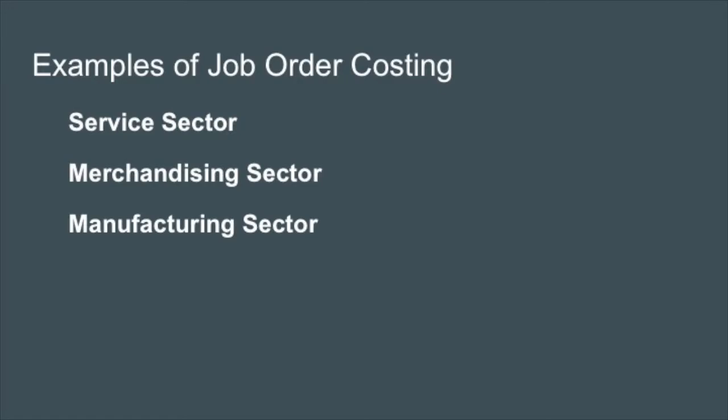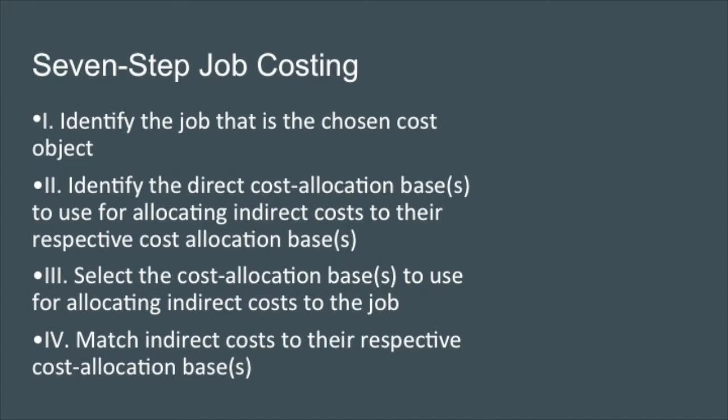Once the job has begun, to compute the direct and indirect costs of the job, the general approach to job costing using normal costing is commonly used by companies involved in manufacturing, merchandising, and service sectors. This is known as the 7-step approach. The steps go as follows. 1. Identify the job that is the chosen cost object. 2. Identify the direct costs that are related to the job.